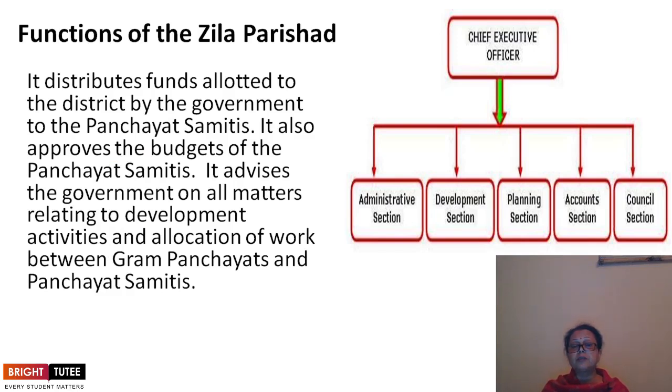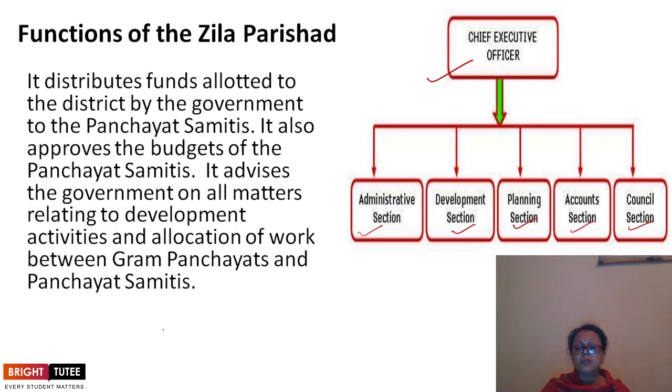What are the functions, the work done by the Jila Parishad? First of all, it is written over here Chief Executive Officer. Then we have administrative sections, development section, planning, accounts, council section. So this way the work is divided among the different branches or the different sections.